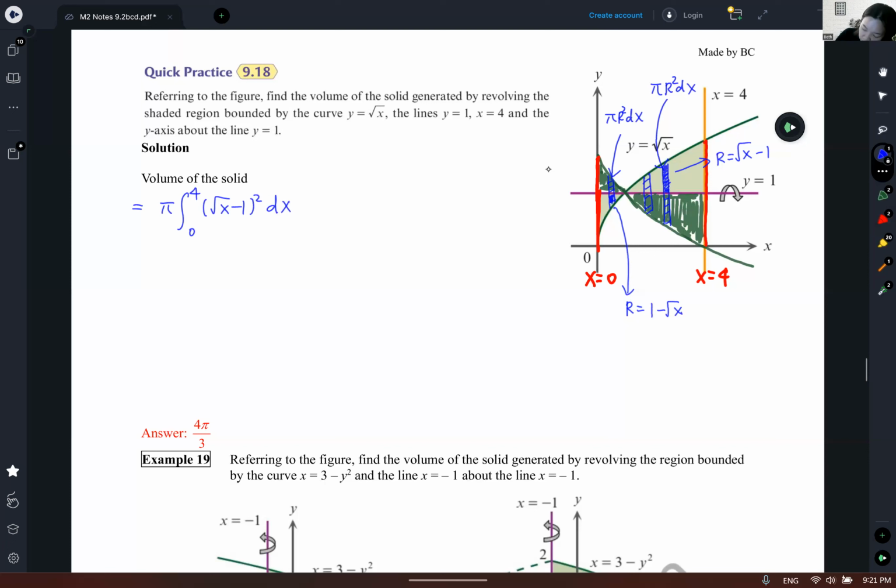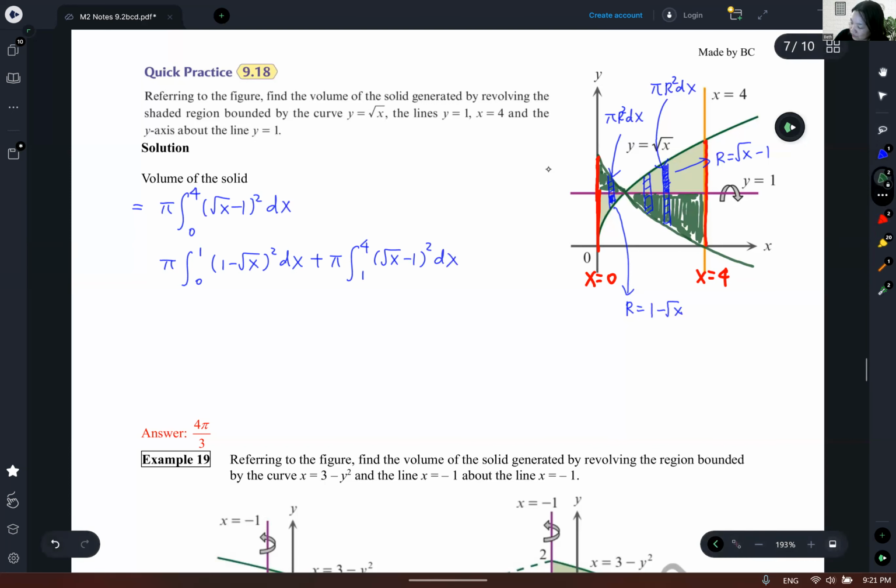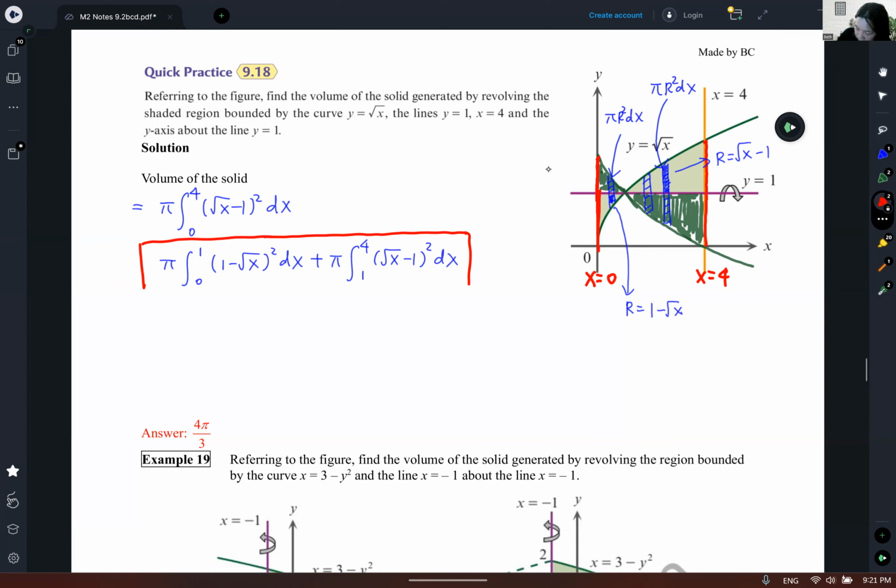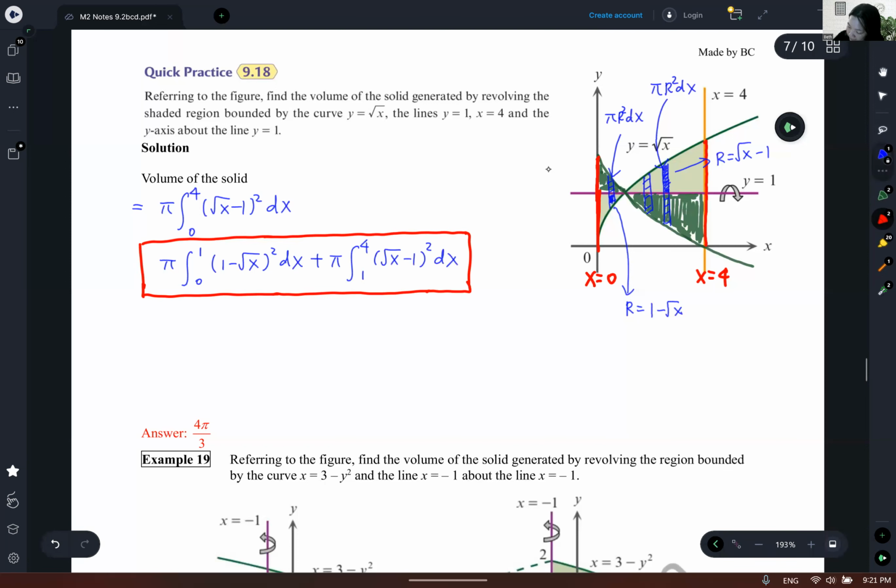Instead, you will need to find 0 to something. What is this? X equals 1, y equals 1. From the left it is 1 minus root x, and from the right it is root x minus 1. If you write this, I think it's more difficult, isn't it? If you write this, that's obviously more consistent with the geometry. But since the outcome is the same, I just write that. Just 1 piece. Okay.